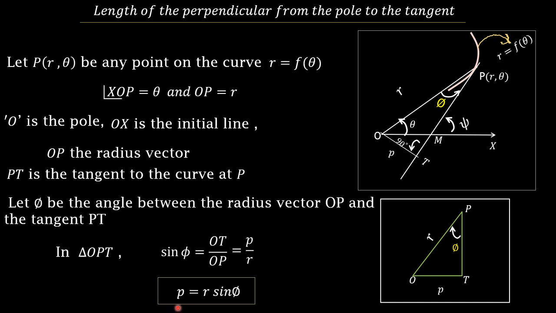So this is the relation that relates the perpendicular distance from the pole to the tangent, radius vector, and that of the angle between the radius vector and the tangent passing through the point. The relation is very important, students. Just make a note of it.